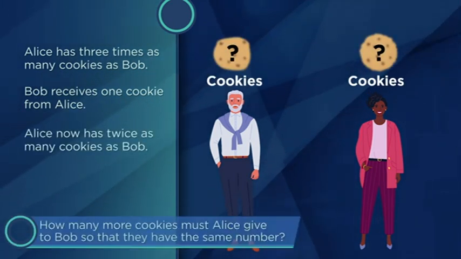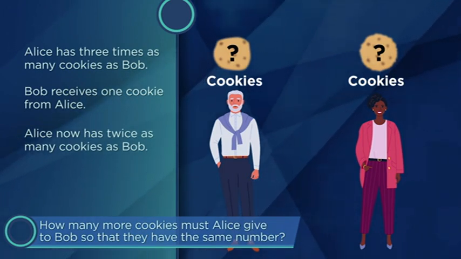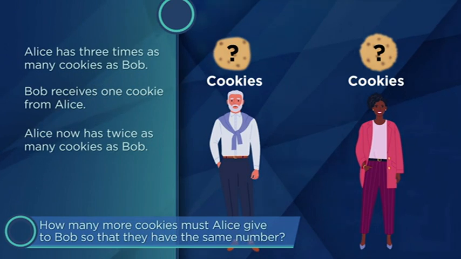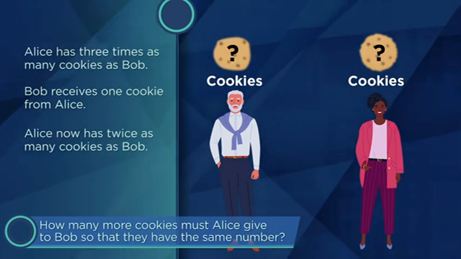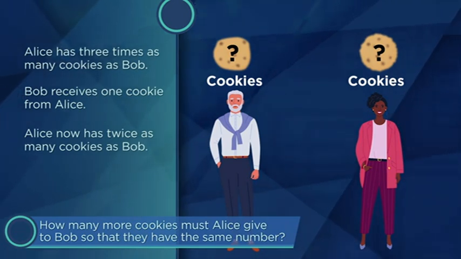The question is, how many more cookies must Alice give to Bob so that they have the same number? And no, I didn't forget to tell you how many cookies there are in total. You just don't need that piece of information.